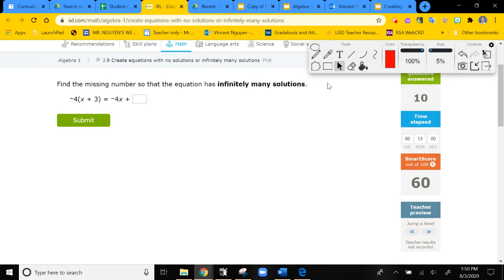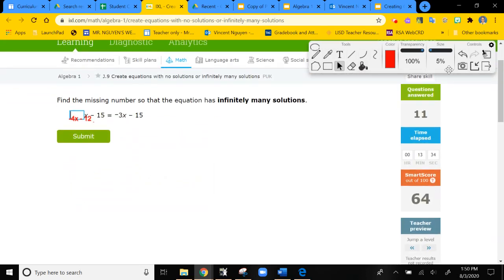Okay, let's see if we can skip. It's starting to repeat, but these are tricky, so I'm going to do one more, okay? So work this one out. So distributive property, negative 4x, and then minus 12. And then the other side, we already have negative 4x, so that will cancel out. But then in order for us to have infinitely many solutions, we need a true statement. So in order to get a true statement, this right-hand side has to have a negative 12. There we go. Okay, another infinitely many solutions.